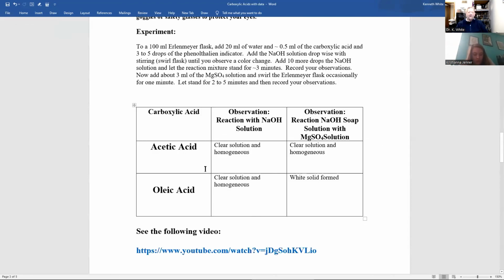And if you were in the lab, you would find out when you do the final step with the sodium hydroxide, soap it's called, and the magnesium sulfate, the acetic acid solution is clear and homogeneous. It did react though, but the oleic acid, after you react with first base and then the magnesium sulfate, forms a white solid on the inside of the Erlenmeyer.